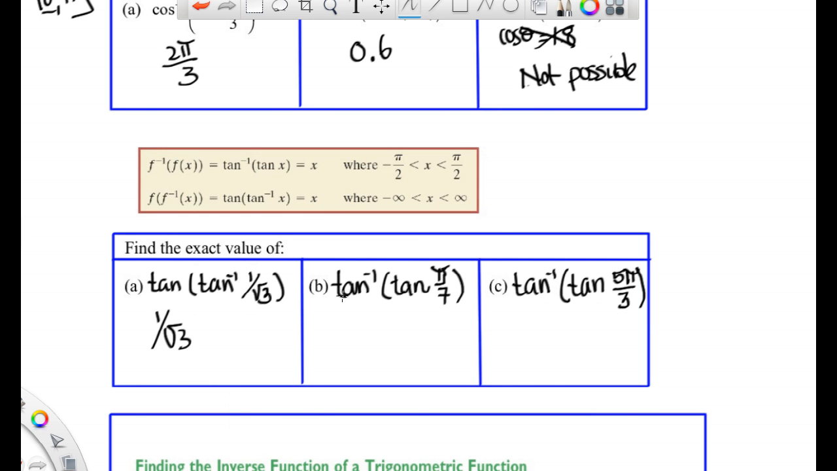Here the inverse tangent and then the tangent of pi over 7 first. So if I find an inverse, then this is supposed to represent an angle. So that angle that is being returned better be between negative pi over 2 and pi over 2, and pi over 7 is less than pi over 2, so pi over 7 works. It's sort of the same idea here. You need to give an answer between negative pi over 2 and pi over 2, and 5 pi over 3 is greater than pi over 2.